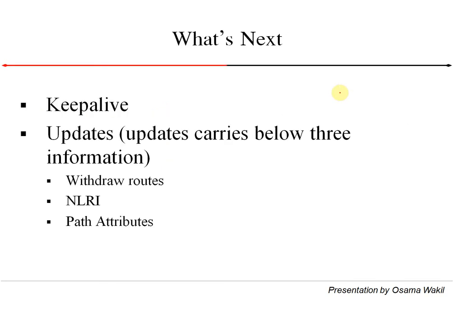So what's next? The BGP pair is established now. Then there are going to be two types of messages going on: keep alive messages being exchanged and update messages being exchanged. So what is keep alive? As we know, other protocols also have hello messages. It's just a keep alive telling the neighbor, hey, I am alive.